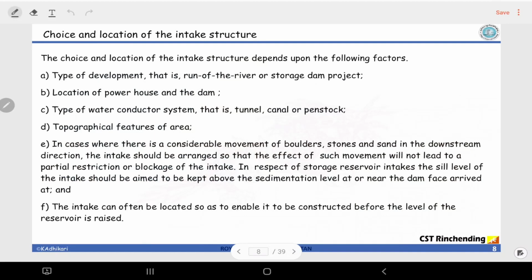So these are the few points that affect the choice of inlet structure. The first one is the type of plant, whether it is a storage dam or a run-off type of dam, and also the location of the powerhouse or the dam. That also determines what kind of inlet structure you need to construct, along with the water conducting system, canal and tunnels, penstock, and the topographic features. These are the main factors considered while deciding what type of inlet facilities have to be constructed.